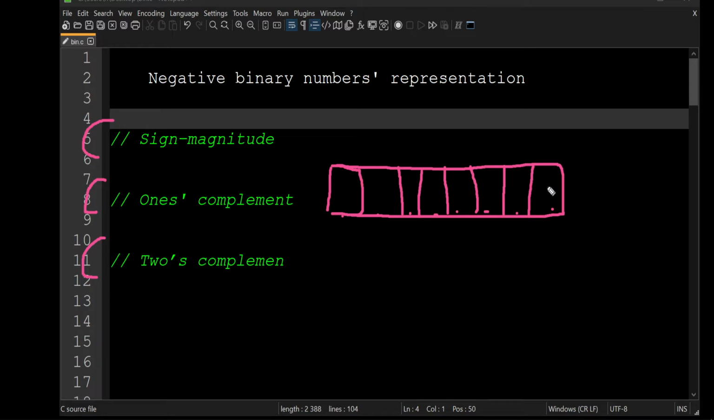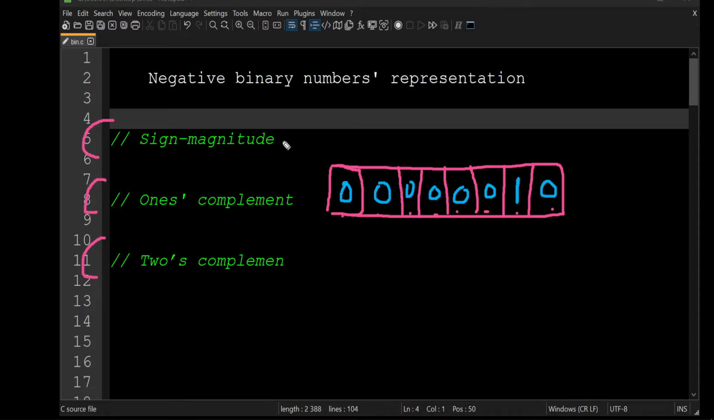The thing is that if we want to write just a positive number, for example, we want to write 2, we write it like this. It will be 0, 0, 0, 0, 0, 0, and here we have the bit which represents that this is the number 2. But what if we want to write a negative number?